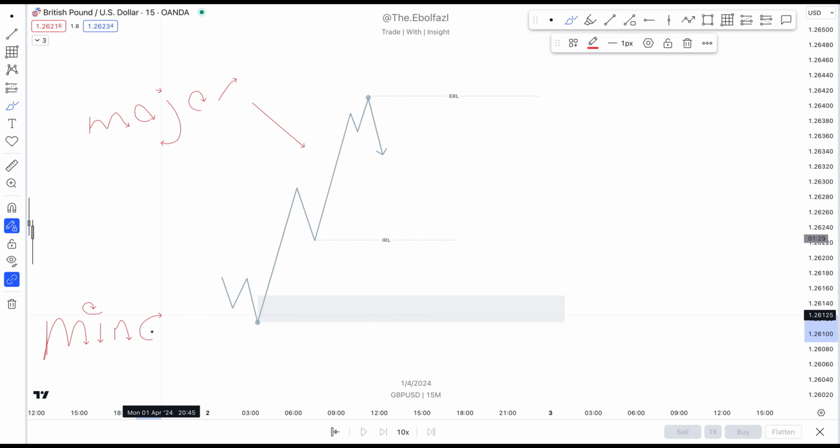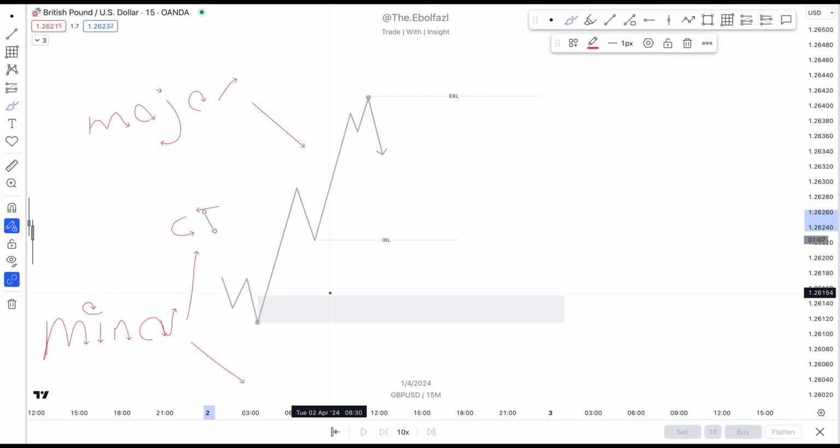Okay, so what is the minor range? We have two types of minor range. So I'm going to draw it like this. We have one major range and two types of minor range. The first type of minor range is going to be the counter trend. I'm going to write it as CT, counter trend range.